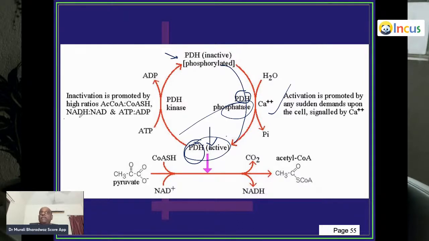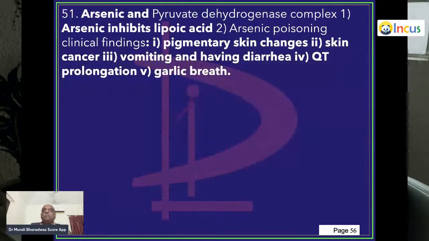Whereas when NADH is high, or if ATP is high, or if acetyl-CoA is high, all that will stop the PDH and make it inactive, is what you have to emphatically remember for tomorrow's exam.